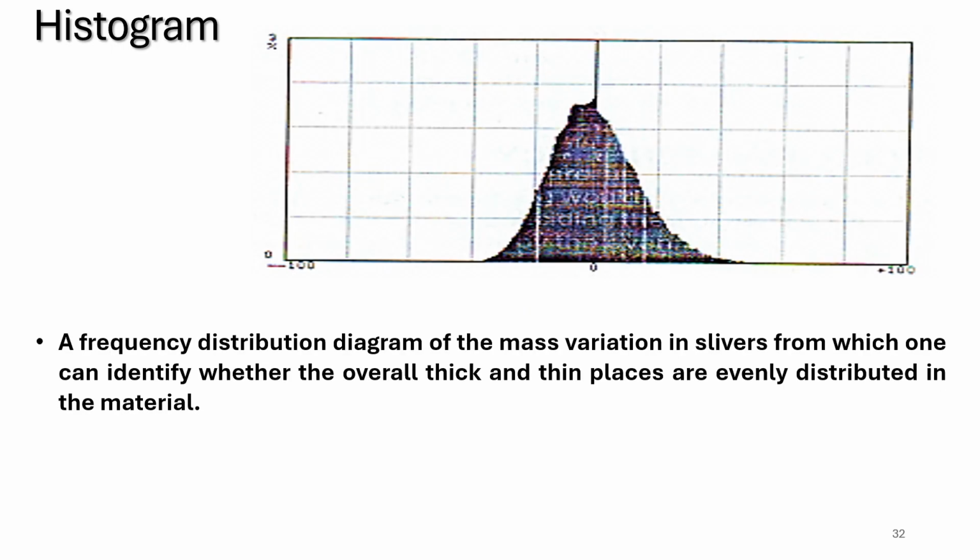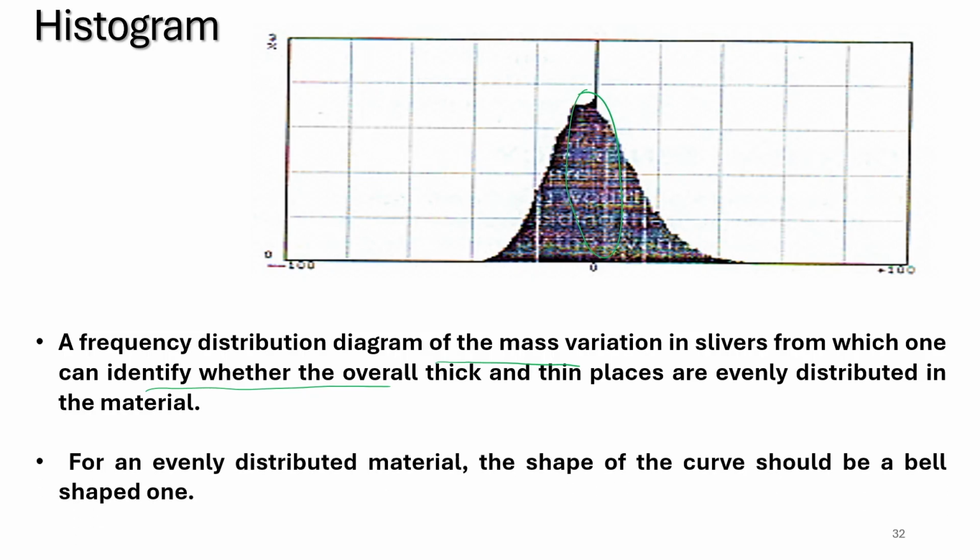And we can get a histogram here, which is actually a frequency distribution of the diagram, of the mass per unit length variation in the sliver, from which one can identify whether the overall thick and thin places are evenly distributed or not. So, here we can see the overall thick and thin places, whether they are evenly distributed or not.